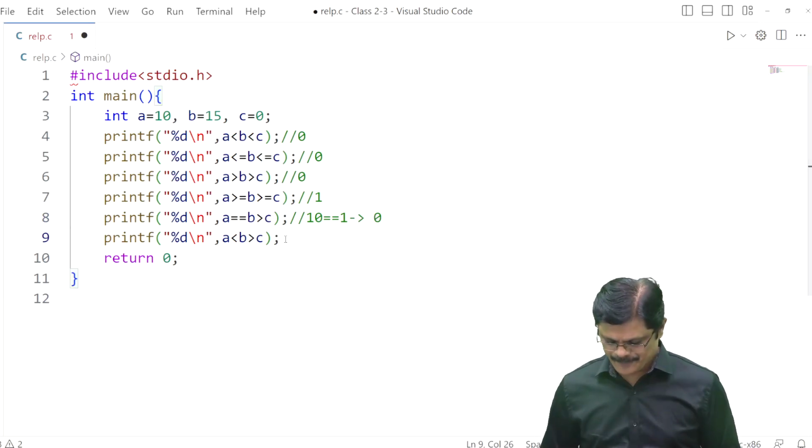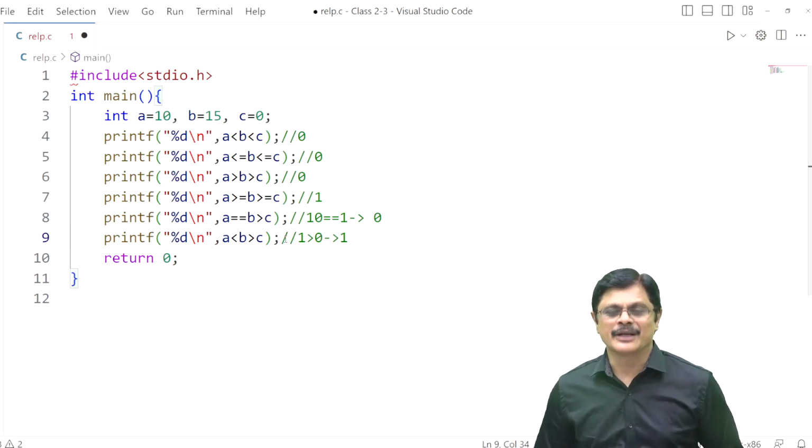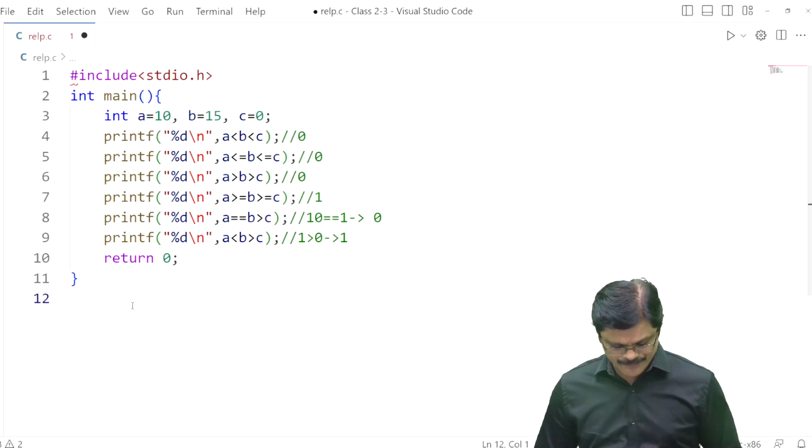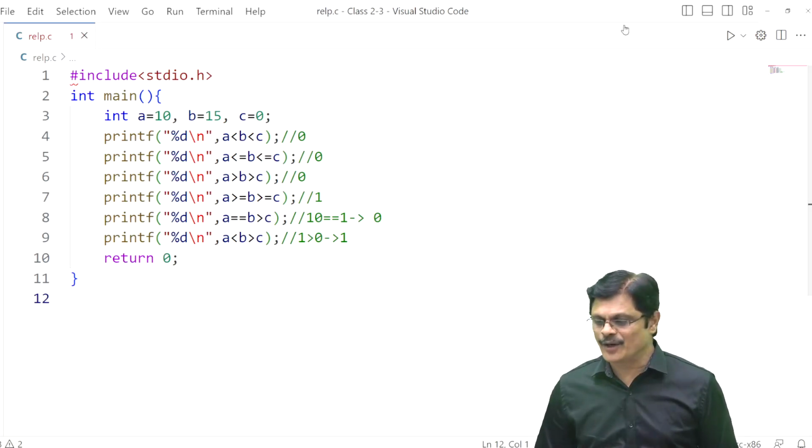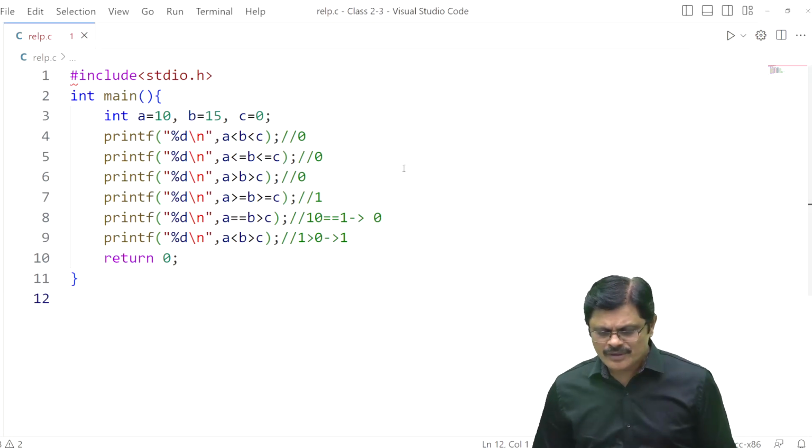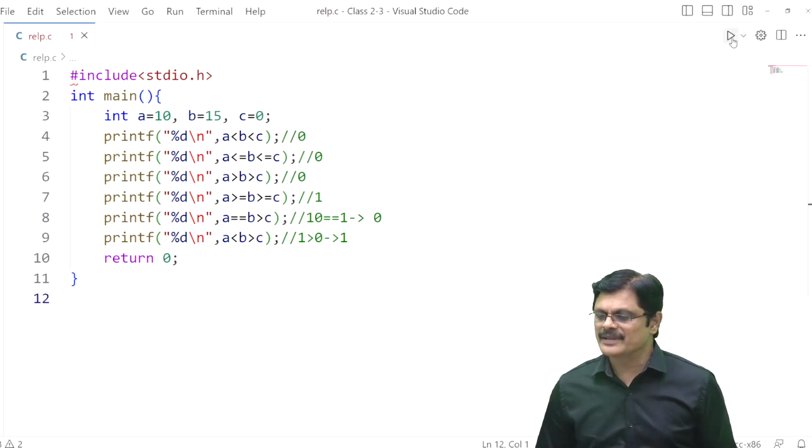Next one, A less than B, that is 10 less than 15, that is true. And 1 greater than 0, that is also true. So you get the answer 1. So let us run the code and verify the output. So you should get the answer 0, 0, 0, 0, 0, 1, 0, 1. Let us see the output.